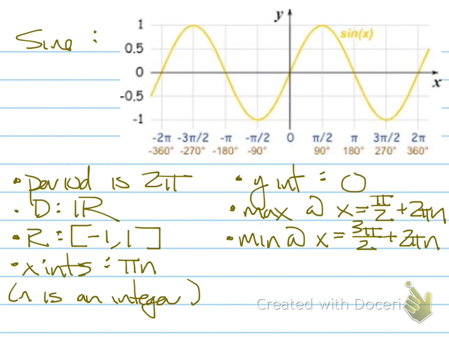The maximum values occur at pi over 2 plus 2 pi n, where n is also an integer. And the minimum values occur at 3 pi over 2 plus 2 pi n, again where n is an integer.